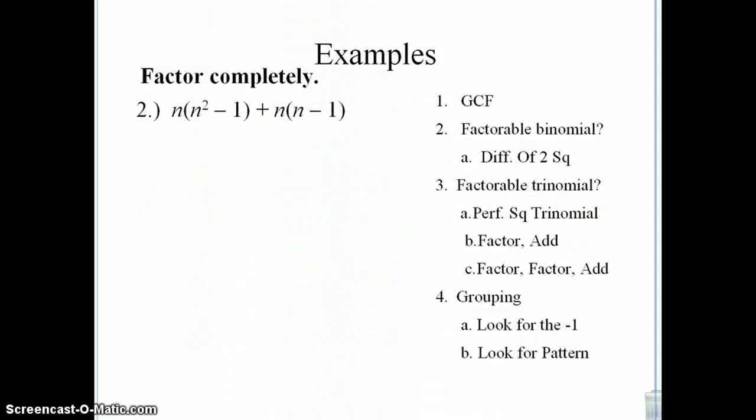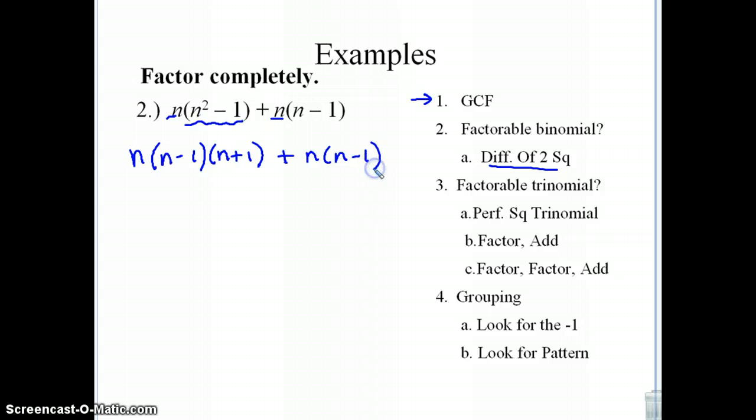Alright, continuing on to problem number 2. I'm going to be looking for a GCF at first. And when I do, I see that I have a GCF of an n on both of these. But I also know that I have a difference of 2 squares occurring in my first term. So before I start to factor the whole item, I am going to just factor that first portion.